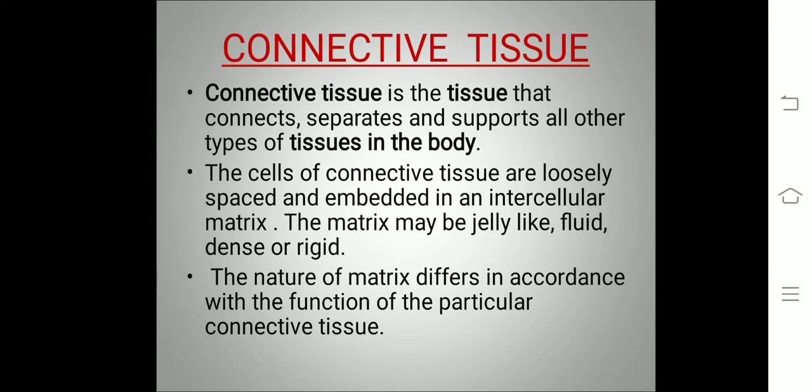Connective tissue. Connective tissue is a tissue that connects, separates, and supports all other types of tissues in the body. The cells of this tissue are loosely spaced and embedded in an intercellular matrix. The matrix may be jelly like, fluid, dense, or rigid. The nature of matrix differs in accordance with the function of the particular connective tissue.